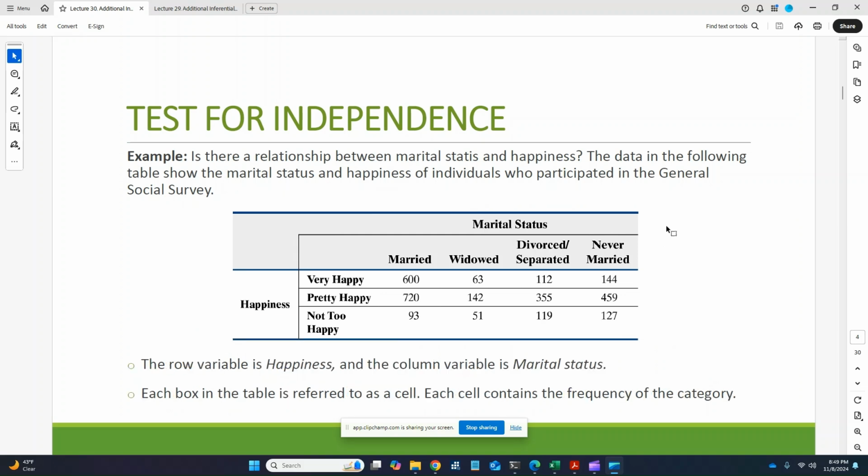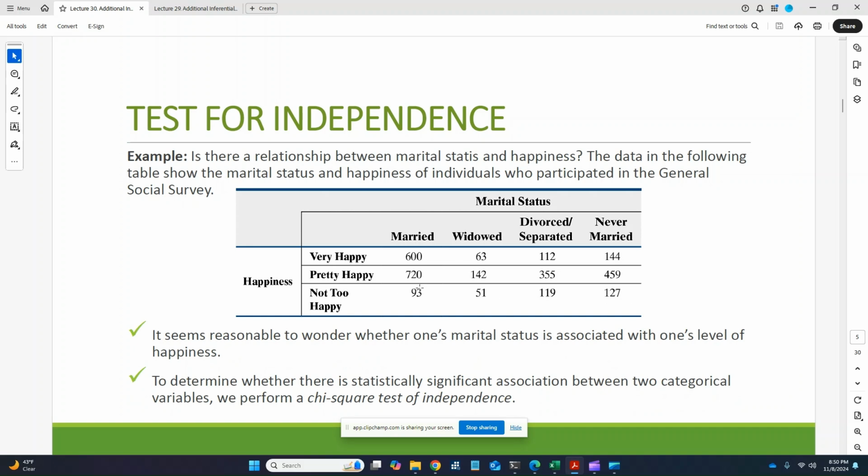For example, we have two variables here, marital status and happiness. Marital status can take four different values, and happiness variable can take three different values. What we did is we asked about 3,000 people whether they're happy or not too happy, and their marital status in general. And we recorded the answers. These numbers show the number of people who responded in each category.